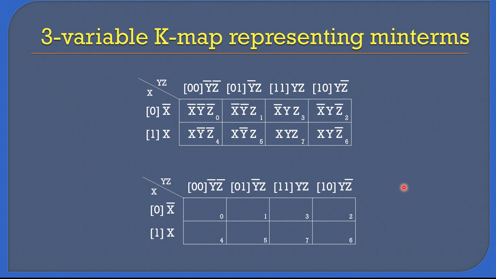Now you are going to see 3 variable K maps representing min terms. Since it is 3 variables, you can see on the left hand side you have x, and on top you can see y, z.